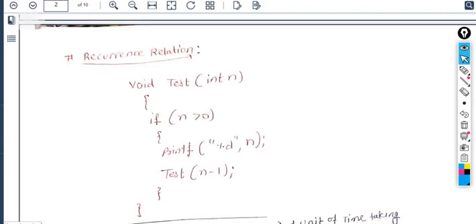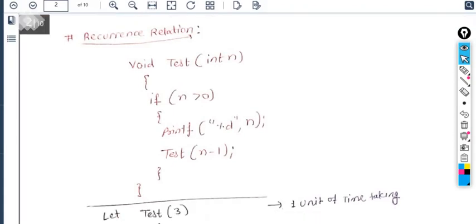In this algorithm, we have a test function, a function that we are trying to execute in order to find out the recurrence relation. Here, test is a function which has an int n as a variable. If n is greater than 0, then it will print the value of n, and then it will decrement n as n minus 1. It will repeat until n becomes 0. When n becomes 0, it will come out of the function.